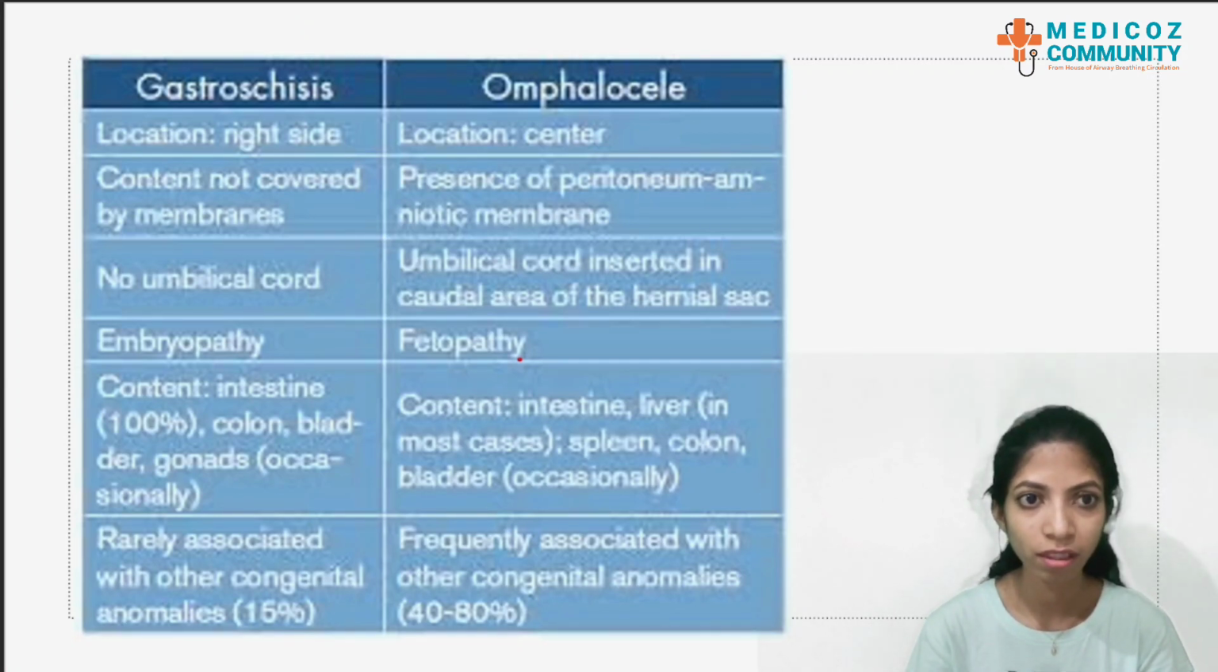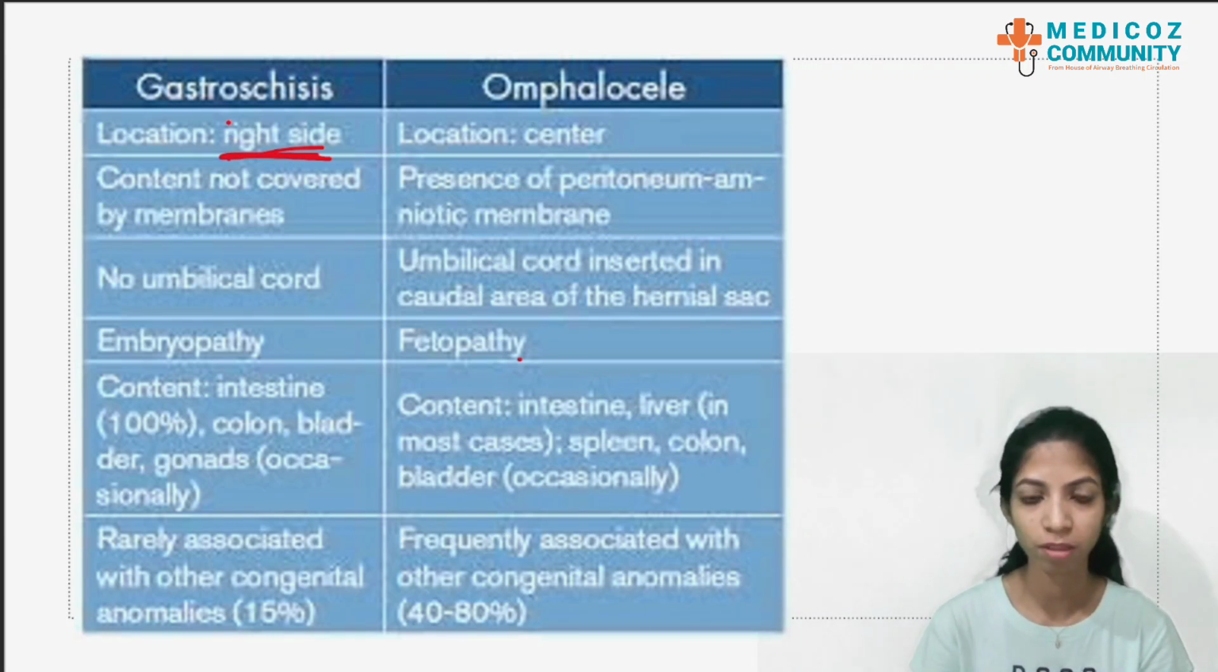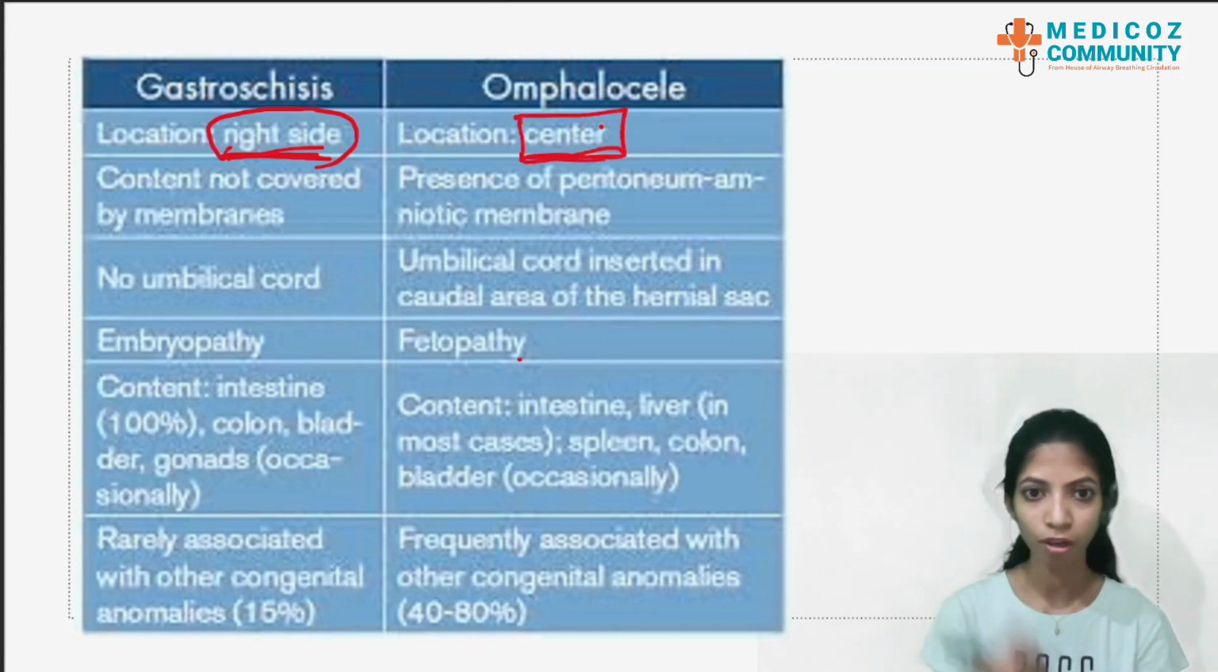Gastroschisis location is where? It is a separate one, no? The defect is usually present towards the right side, with a separate umbilical cord seen. Whereas in case of omphalocele, it is coming from the umbilicus, so it is in the center of the body.